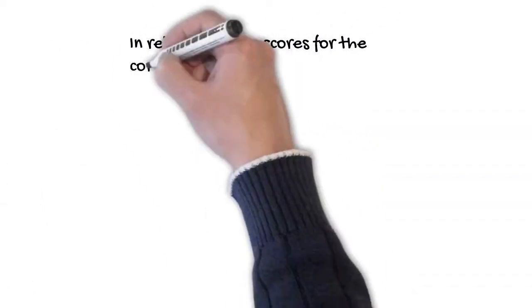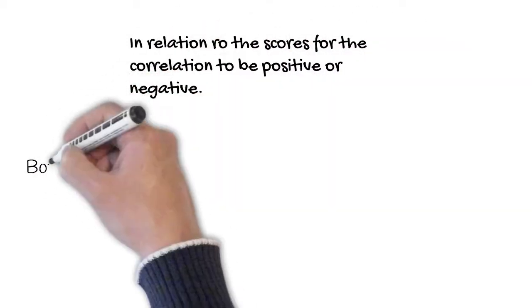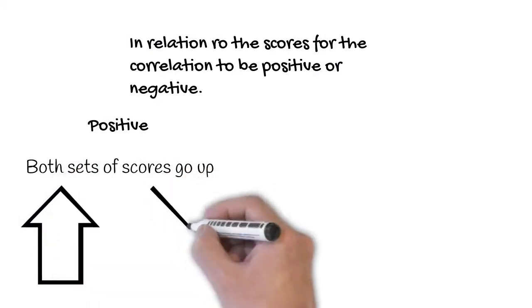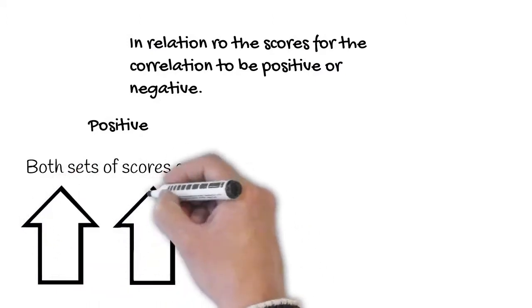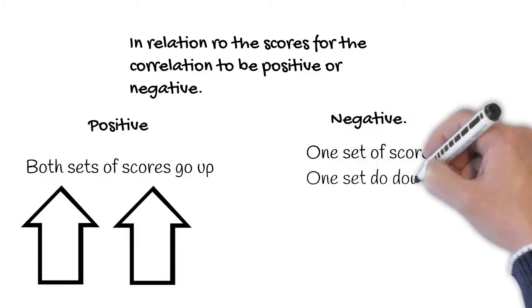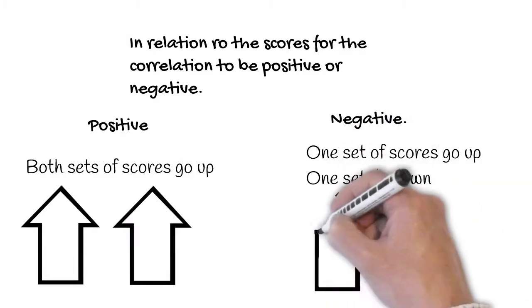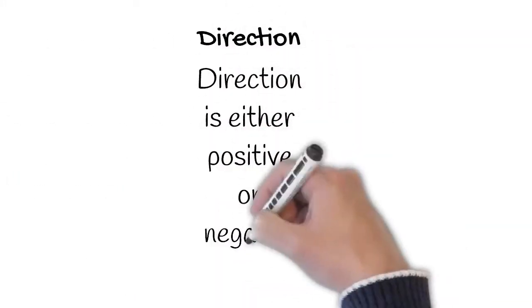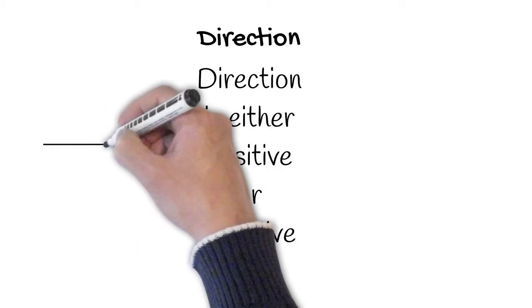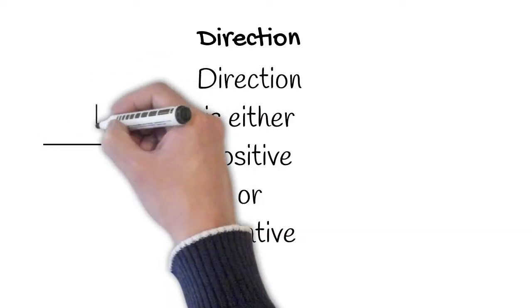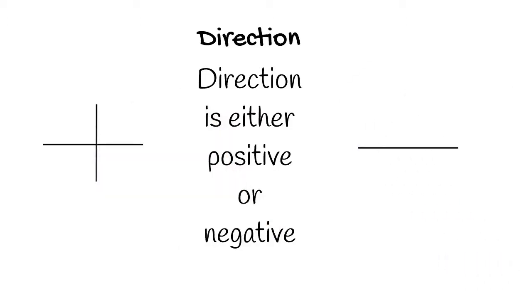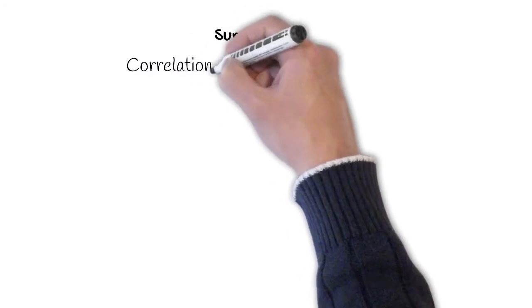Now, in relation to the scores for the correlation, to be positive or negative: positive, both sets of scores go up. Using the arrows, keeping those in your mind for when you take the quiz. And negative, one set of scores goes up and one goes down. It doesn't point to which one goes up and which one goes down until you look at a scatter plot, which we'll talk about later. Direction goes to either it's positive or negative.